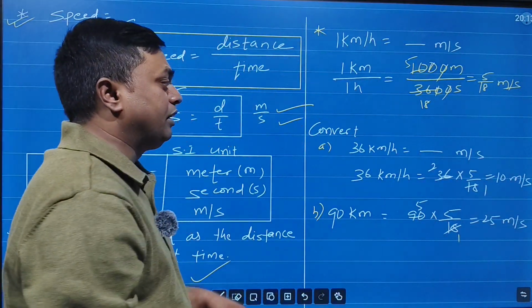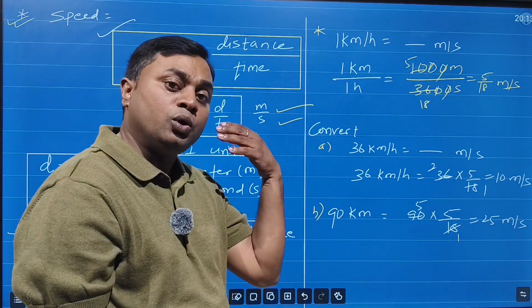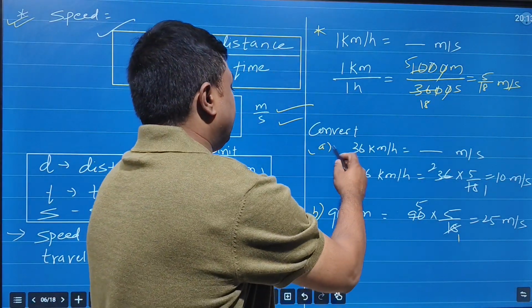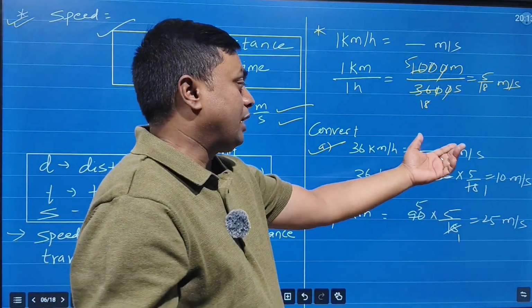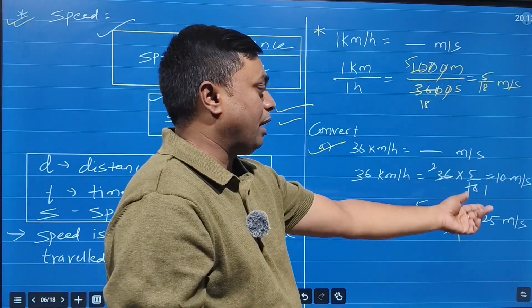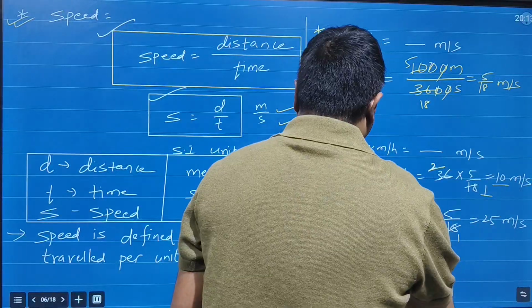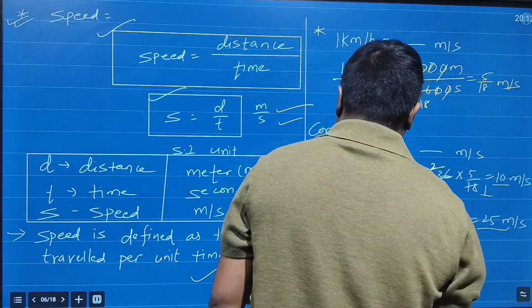So if you have to convert any kilometer per hour into meter per second, you have to multiply by 5 by 18. For example, 36 kilometer per hour is equal to dash meter per second. So 36 into 5 by 18: 18 twos are 36, so 5 twos are 10. Similarly 90 we can solve, 25 meter per second.